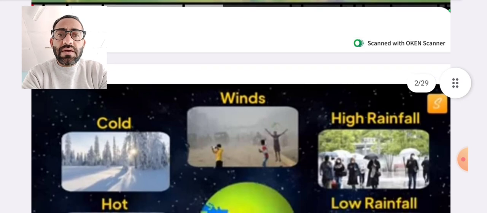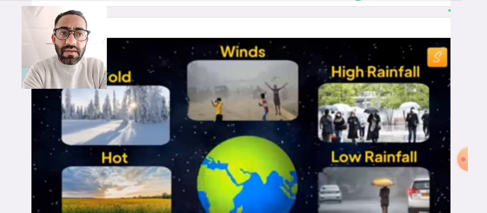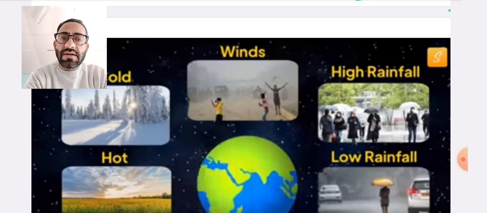So, my dear students, first of all, look at this slide. This is our planet Earth, and on this planet Earth, there are some areas where the climatic conditions are very hot. There are some areas where the conditions are very cold. There are some areas where there is heavy rainfall, and there are some areas where there is scarcity of rainfall, that is low rainfall.